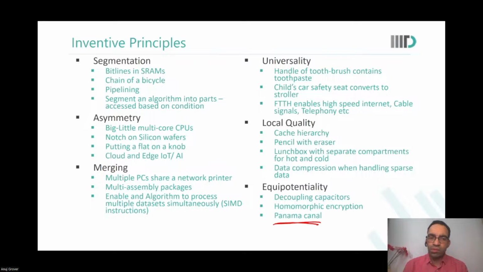Merging, load sharing, for example in supercomputers. How are supercomputers made? A lot of small computing elements are brought together, they share the workload, and they have supercomputing power.